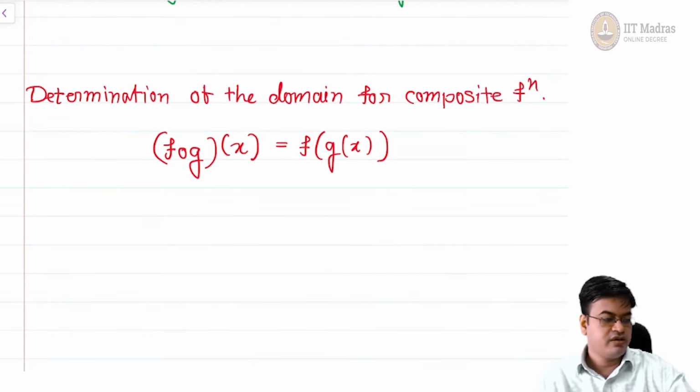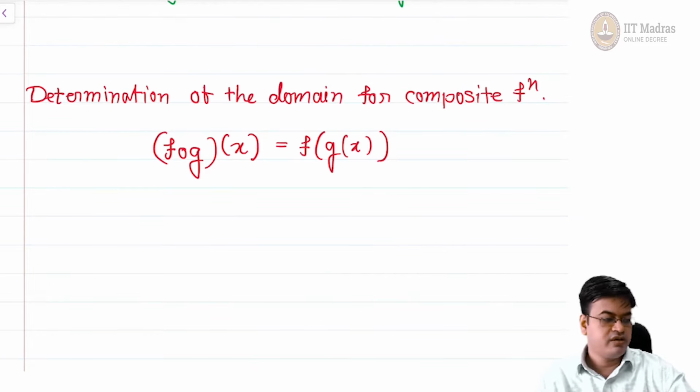In a similar manner, when I talked about g of x belonging to the domain of f, the set of all x such that g of x does not belong to the domain of f is the set that you need to be careful about. This set must not be included in the domain of our composite function f o g. Otherwise we will have some ambiguity. So in order to eliminate the ambiguity, we need to follow these two rules very strictly.